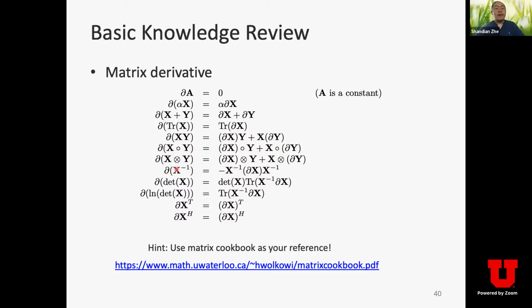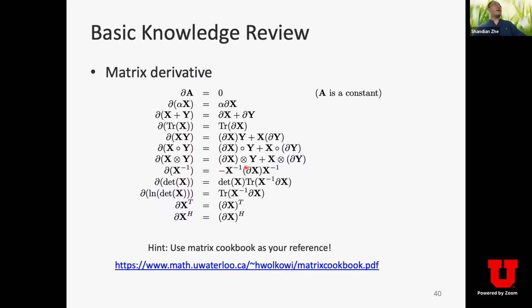And if you want to take a derivative of the inverse of X, here we assume that X is invertible and a square matrix. This derivative is equal to minus X inverse, times the derivative of X, times X inverse. You can view it as the matrix version of the chain rule for the inverse function.